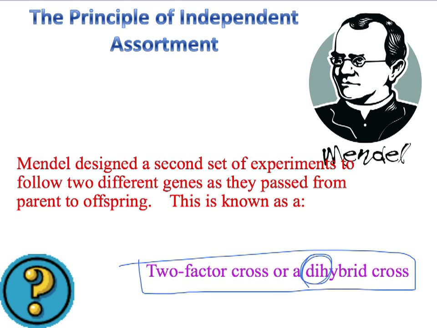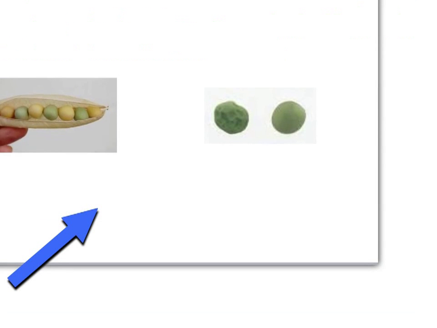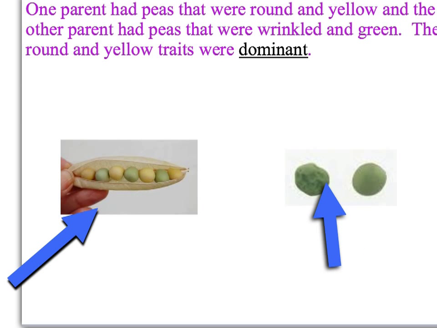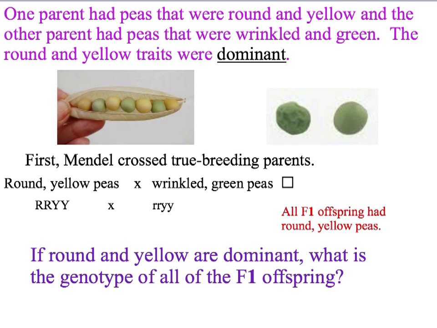Remember, di means 2. So the one parent had peas that were round and yellow, and we see these right here. And the other parent had peas that were wrinkled and green, and we see those right here. So the round and yellow traits were dominant, and he didn't know it at first, but once he crossed them, he ended up getting all were round and yellow. So these letters here were what he was crossing. Here's the round and yellow, and here's the wrinkled and green.